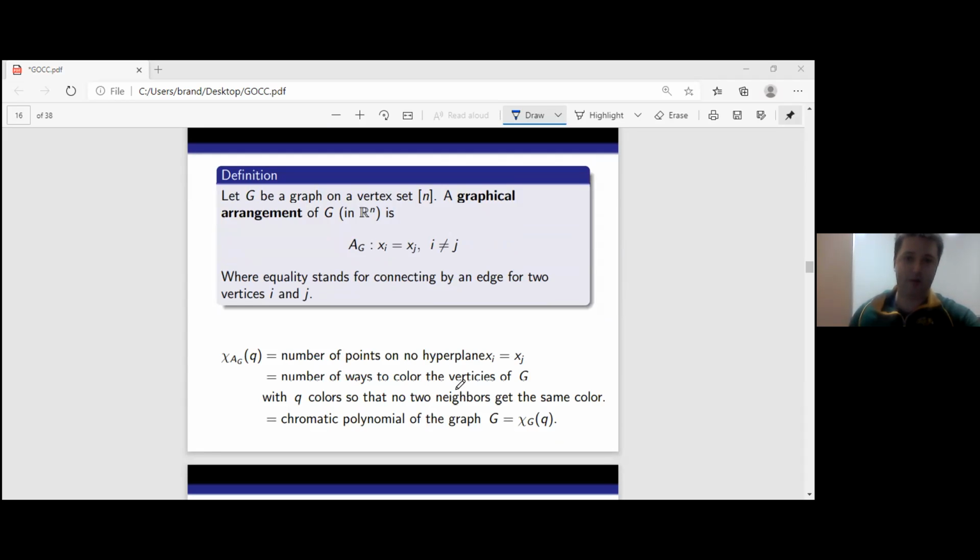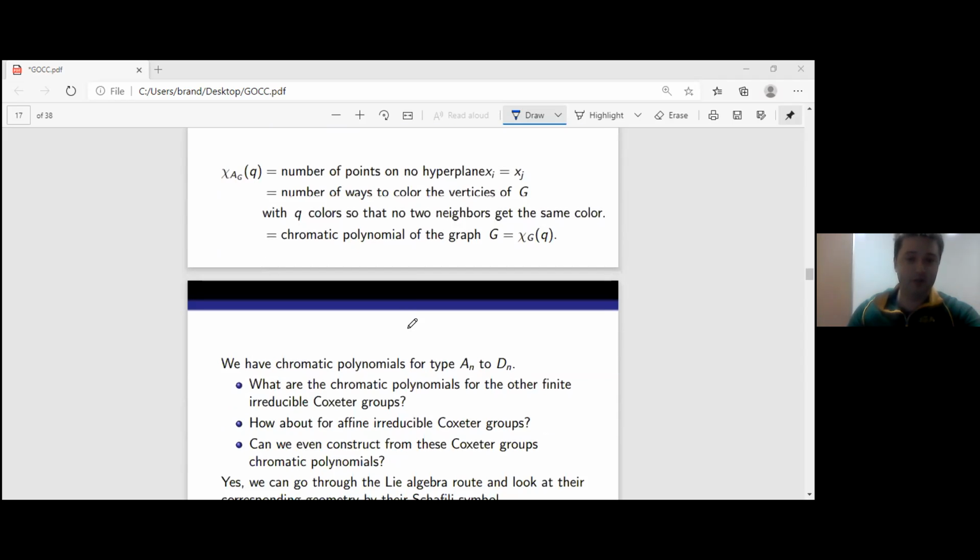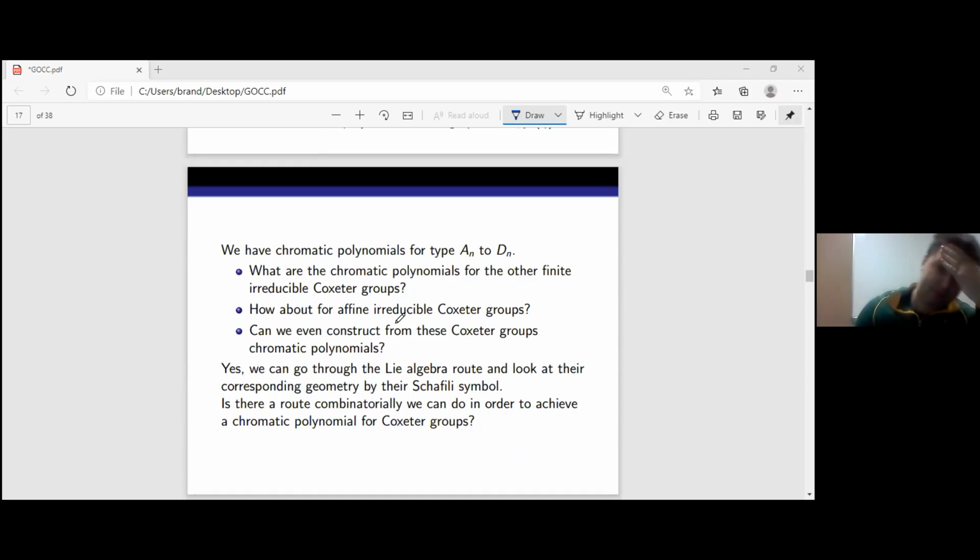So here's the proof that hyperplane arrangements are just the same as proper colorability of a graph. Okay, so you take a hyperplane arrangement and the number of points on no hyperplane x_i equal to x_j is equal to the number of ways to color the vertices of G with q colors so that no two neighbors get the same color. And that's equal to the chromatic polynomial of the graph G, which is chi of G. So hyperplane arrangements are the same as graphs. Okay, and you can interchange the two, which is really nice, right?